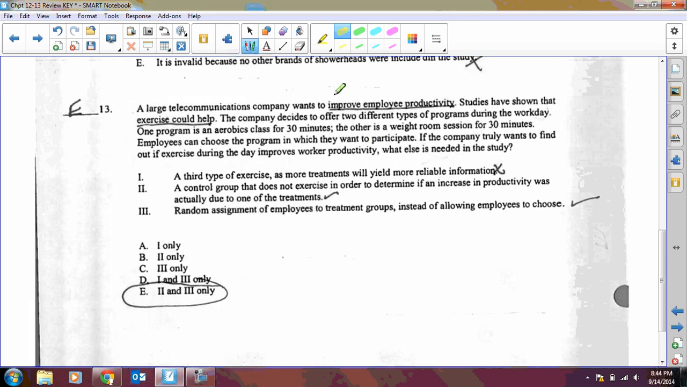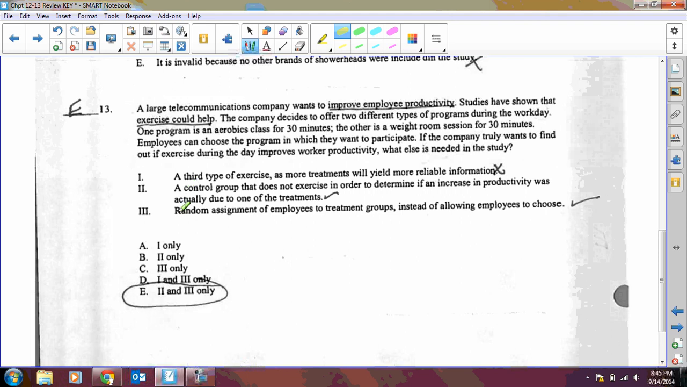Now, with this one, you did not need a third type of exercise because more treatments do not necessarily yield more reliable results. Getting a correct sample that is representative, and a controlled experiment that replicates, is the way to have a good experiment. So a control group that does not exercise, in order to determine if it is an increase of productivity, would be a very good thing to have to compare against, to see if there was just general improvement in the company without that treatment.